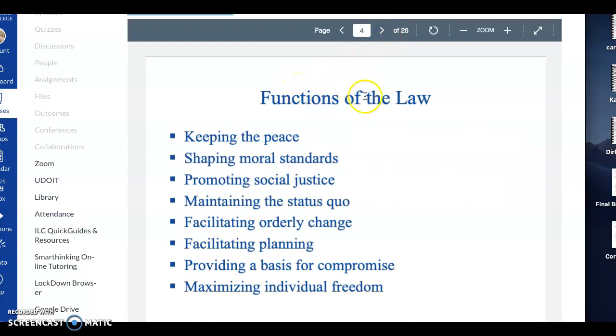There's many functions of law. We'll look at keeping the peace, moral standards, promoting social justice, maintaining status quo, facilitating orderly change, facilitating planning, providing a basis for compromise. That's a big one for you business majors. And then maximizing individual freedom. And we'll look at the Constitution. We'll look at individual freedoms given to us within our country.